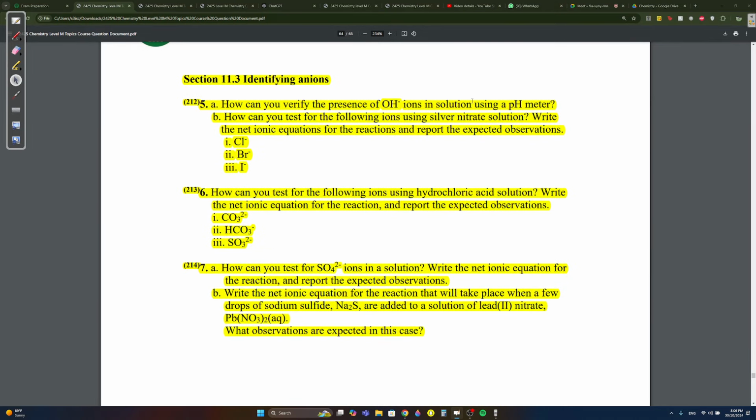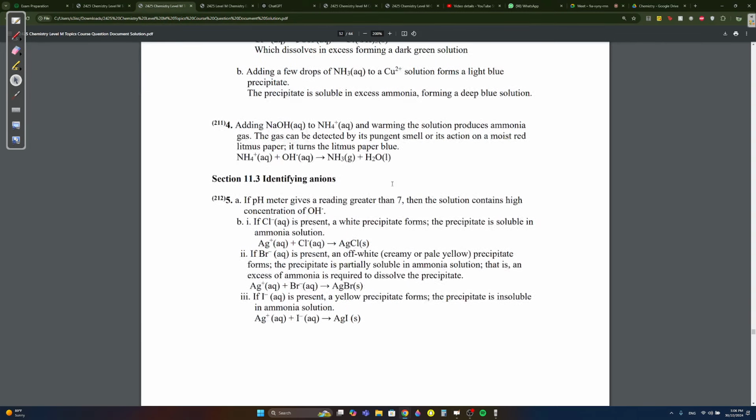How can you verify the presence of OH ions using a pH meter? Obviously, if the pH is greater than 7, then there's a high concentration of OH.